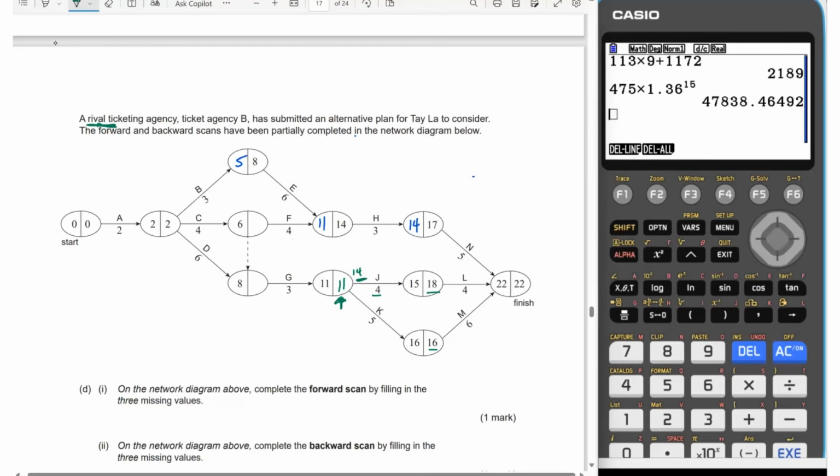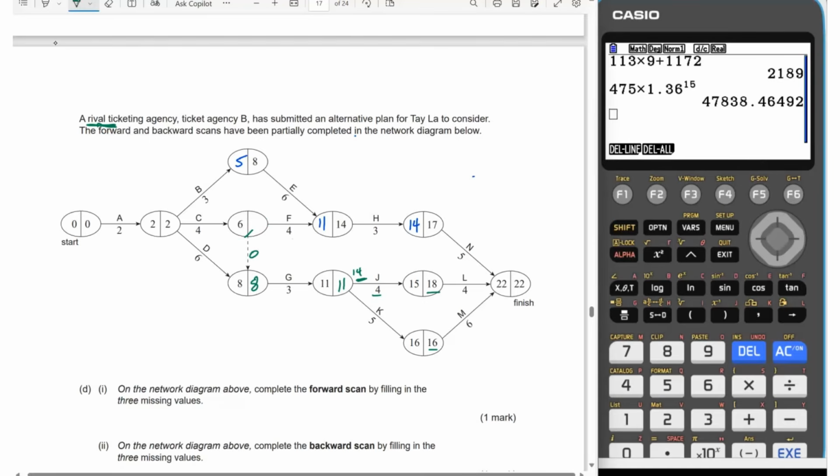Keep coming back here. For G, we now have 11 minus 3, which is going to be 8. There's only one back end, so there's nothing else to consider going into that node. And then up top, we now have these 2 to consider. We want the smallest one coming in. So remember, a dummy link essentially has a 0 task time. So 8 take 0 would be 8.